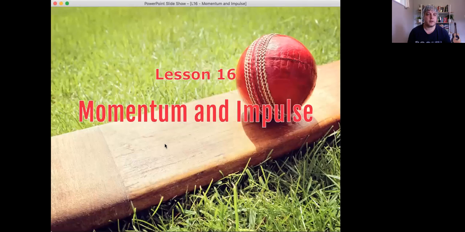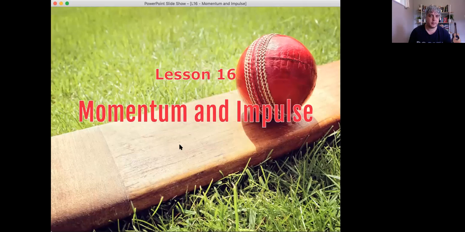In this lesson, we're going to look at a new concept called momentum. And the idea behind this is that in the next lesson, we can then combine it with energy and start looking at a whole range of new phenomena called collisions. As usual, we'll jump over and have a look through the lecture.